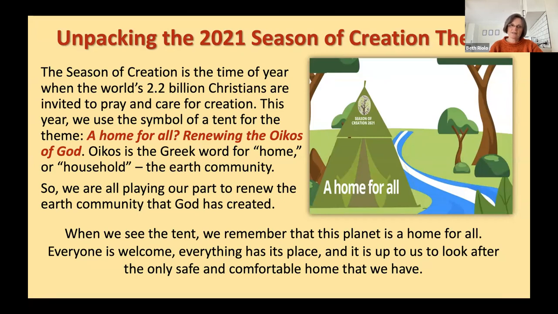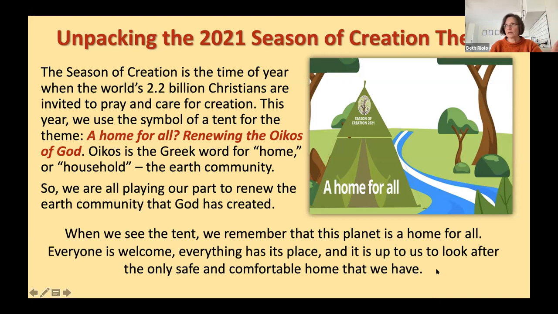And this year, the symbol of a tent is used for the theme, a home for all, renewing the oikos of God. Oikos is the Greek word for home or household, the earth community. So essentially, we are all playing our part to renew the earth community that God has created. And so when we see the tent, we remember that this planet is a home for all.